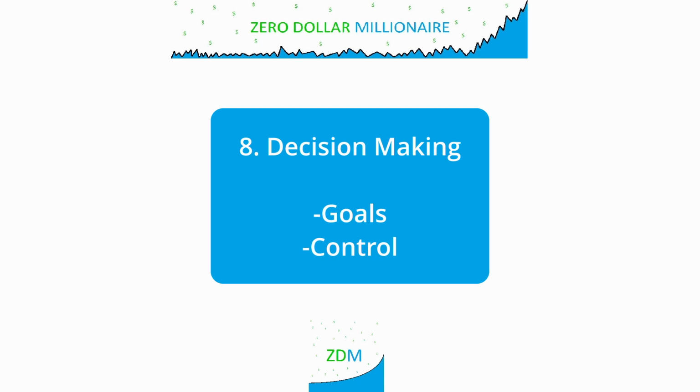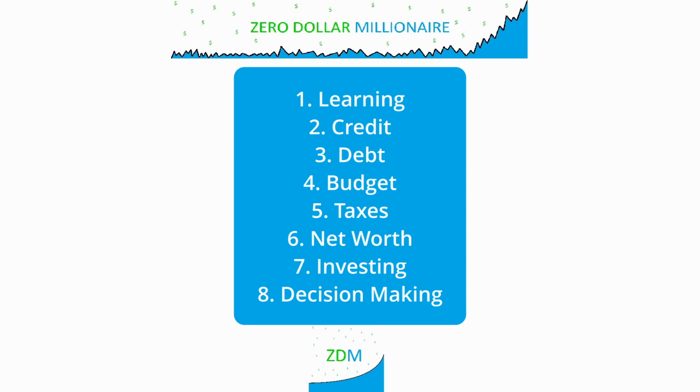The last key component of financial literacy is decision making. Once you've learned the other 7 basic skills, you can start to make wise decisions that push or pull you closer to your goals. These decisions could be something like, when should you spend or when should you save? So that is a brief rundown of 8 essential topics in personal finance.